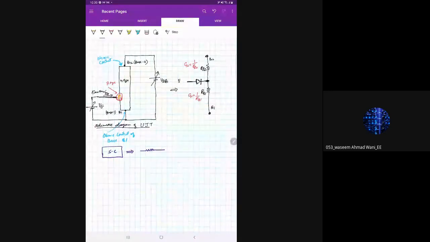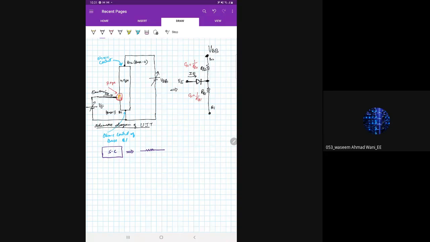Whatever voltage is applied here is VE. And whatever current will flow inside the PN junction is IE. Whatever voltage is applied at B2 is nothing but VBB.